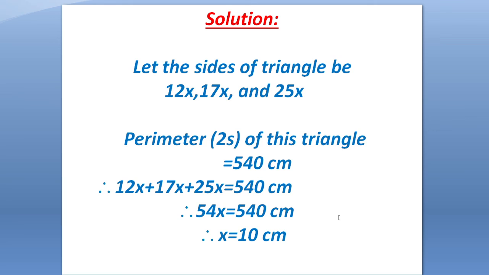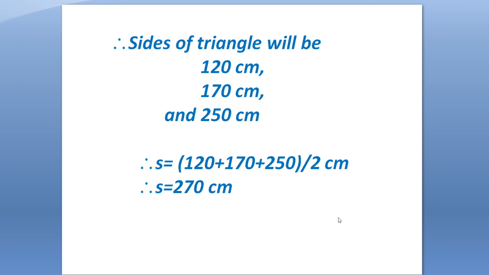Therefore 12x plus 17x plus 25x is equal to 540 centimeter. So 54x is equal to 540 centimeter. Therefore x is equal to 10 centimeter. Now put the value. 12 into x gives 120, 17 into x gives 170, and 25 into x gives 250 centimeters. So S is equal to 120 plus 170 plus 250 divided by 2. S is equal to 270 centimeter.